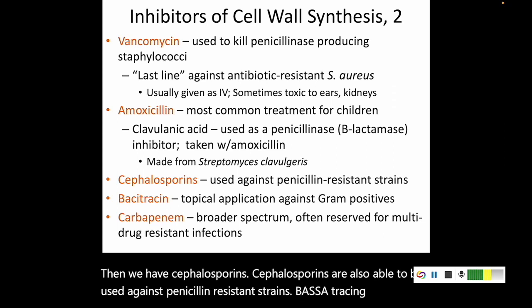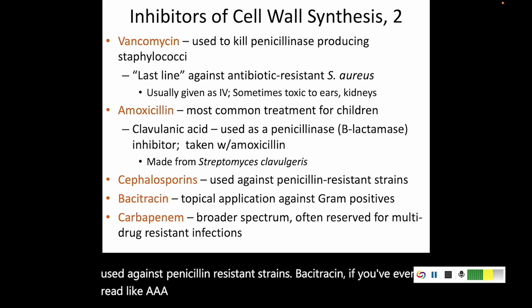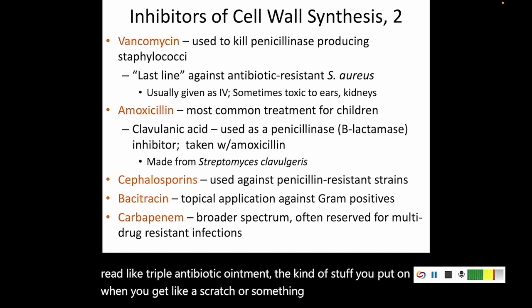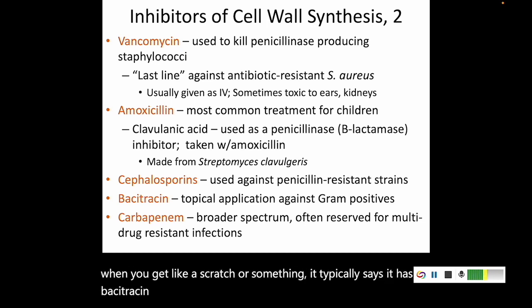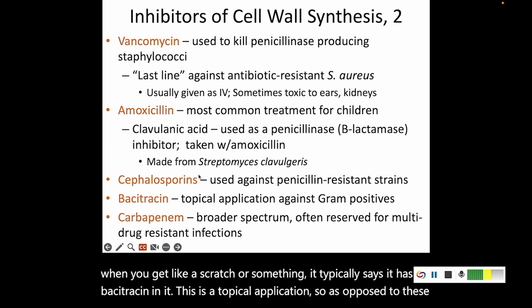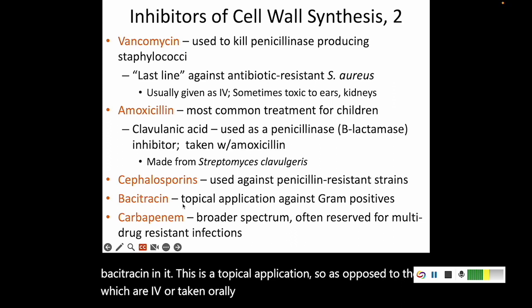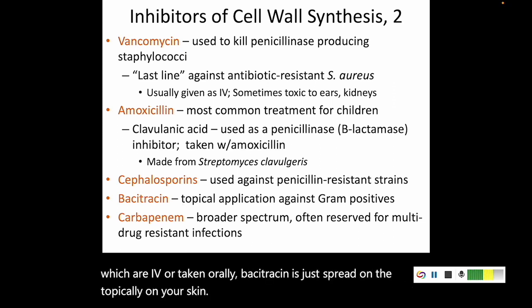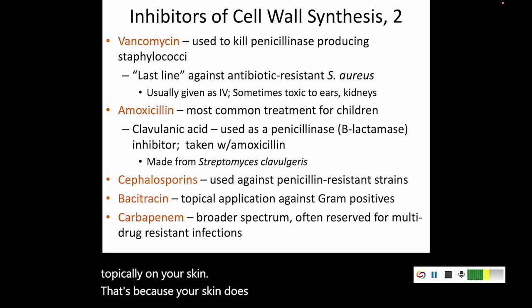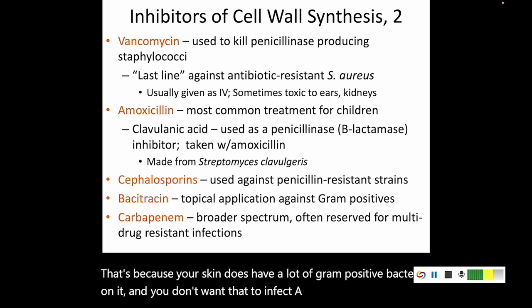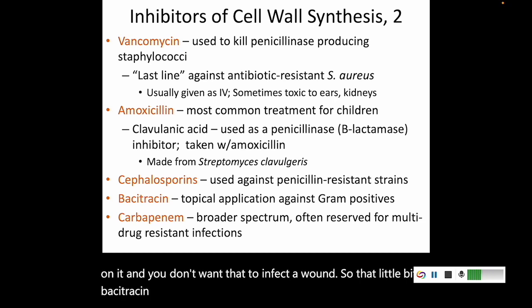Bacitracin, if you've ever read triple antibiotic ointment, the kind of stuff you put on when you get a scratch or something, it typically says it has bacitracin in it. This is a topical application. So as opposed to these, which are IV or taken orally, bacitracin is just spread topically on your skin. That's because your skin does have a lot of gram-positive bacteria on it, and you don't want that to infect a wound. So that little bit of bacitracin will kill off any of your skin flora that could get into the wound.